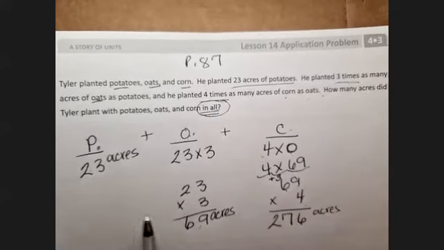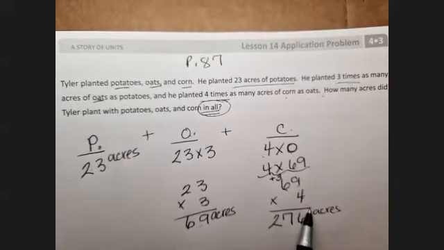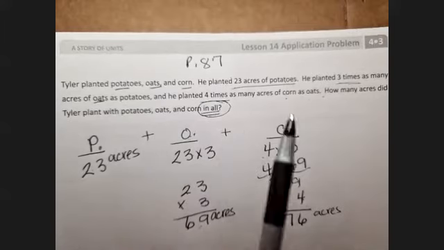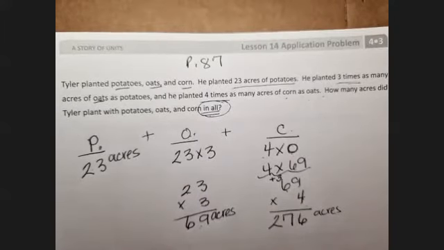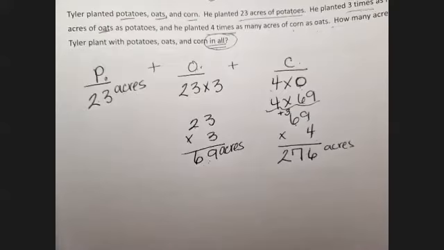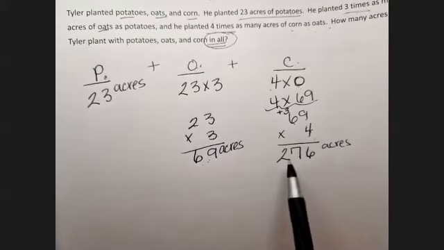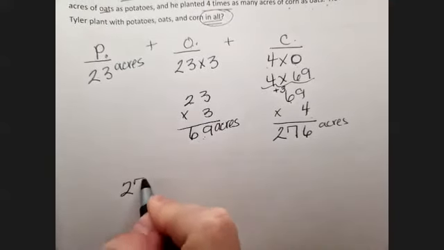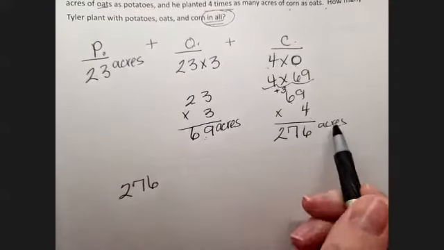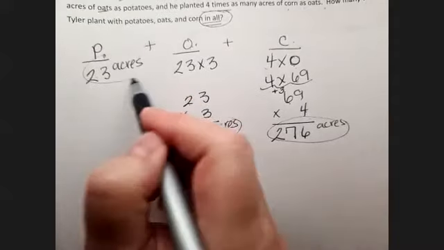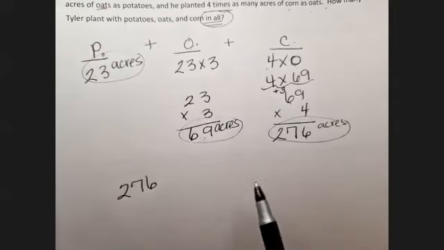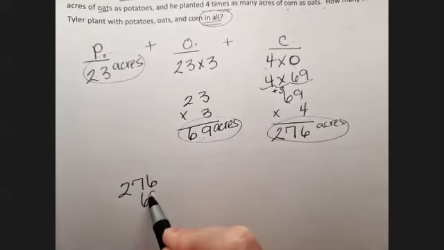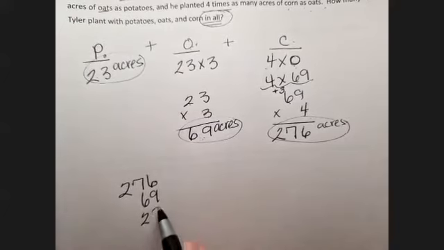So now I have both my oats and my corn, but I also had my potatoes. So now I'm going to add potatoes, oats, and corn in all. So my final step of this problem is adding up these 3 numbers. All right, so I'm going to put the largest number on top. That will be easier. The largest number in this case is corn. So I'm going to do 276 plus, so I might even want to circle these numbers so I know what numbers I'm adding because I have a lot of calculations here. So 276 for the corn, 69 acres for the oats, and 23 acres for the potatoes.